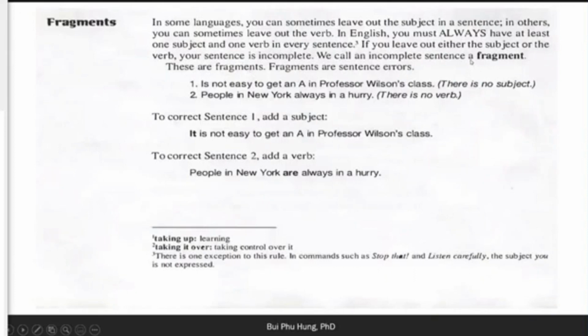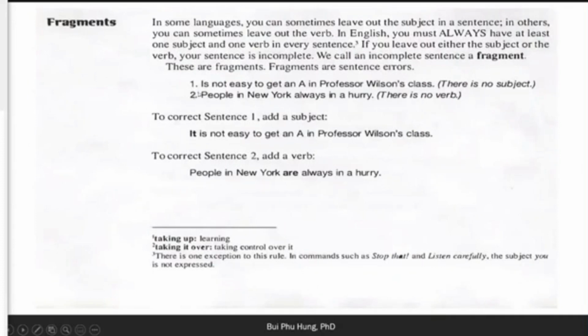Fragment là cái câu không đầy đủ, hay là cái mảnh vỡ vậy đó. Ví dụ chúng ta làm vỡ một cái vật gì đó thì cái mảnh vỡ nó ra gọi là fragment. Như vậy nó không phải là hoàn chỉnh, không đầy đủ, chúng ta gọi là fragment. These are fragments. Fragments are sentence errors. Right, chúng ta viết câu mà fragment thì chúng ta tính là nó là errors.